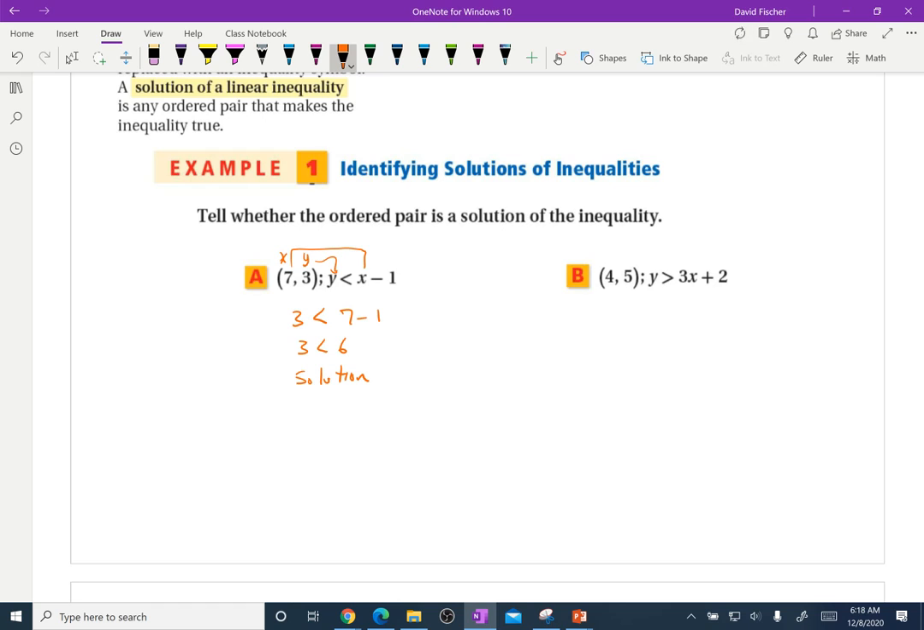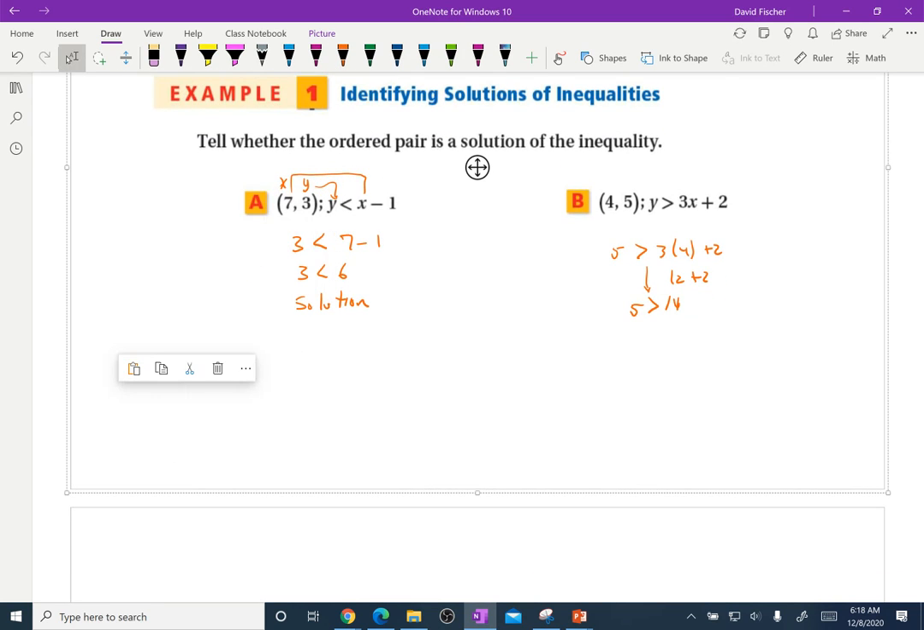Okay. Over here, same thing. Plug a 5 in for the y. Bring down our greater than. Now we don't have an equal sign. We have a less than or greater than sign. 3 times 4 plus 2. That's 12 plus 2, which is 14. Is 5 greater than 14? I'm always bringing this sign down.